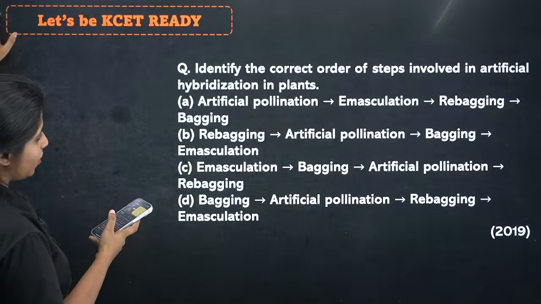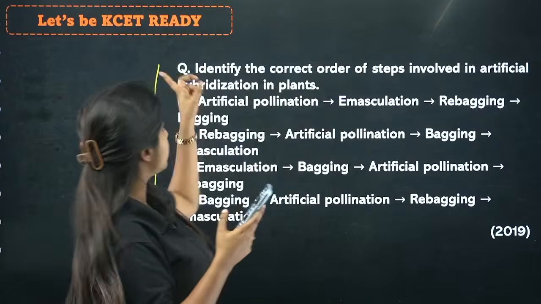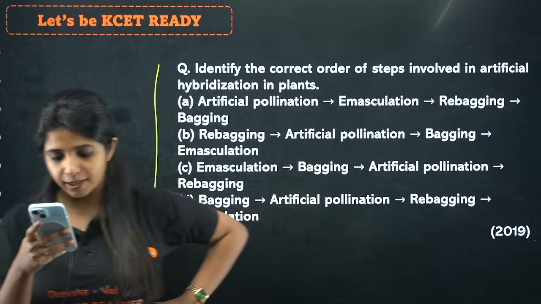Okay, so let's go. There's a question for you guys to solve. Please solve this. Identify the correct order of steps involved in artificial hybridization in plants.